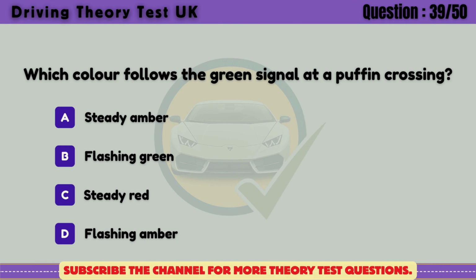Question 39. Which color follows the green signal at a puffin crossing? Option A. Steady amber. B. Flashing green. C. Steady red. D. Flashing amber.